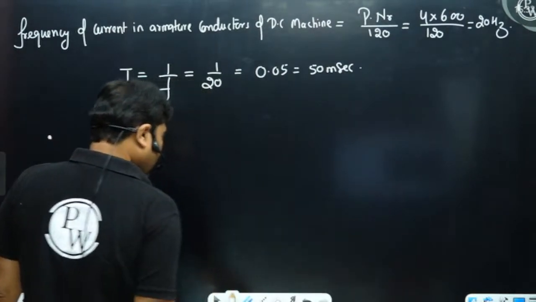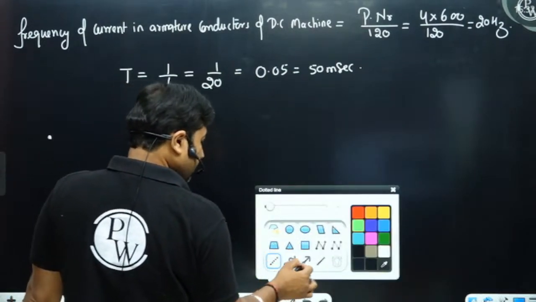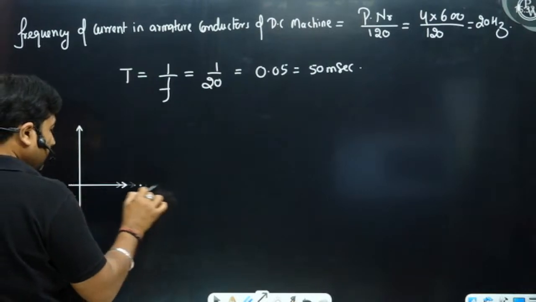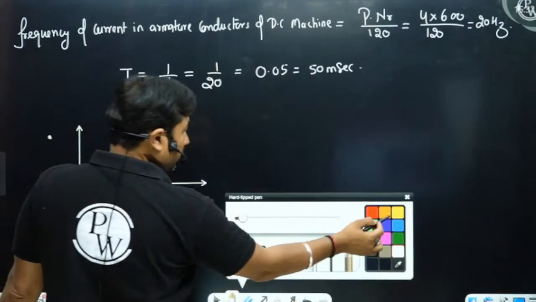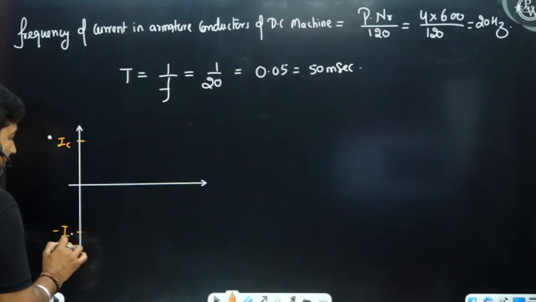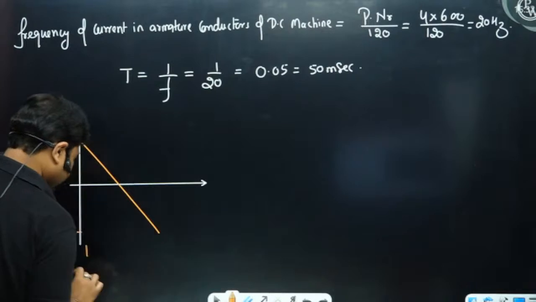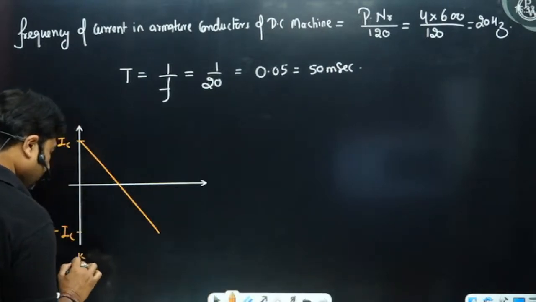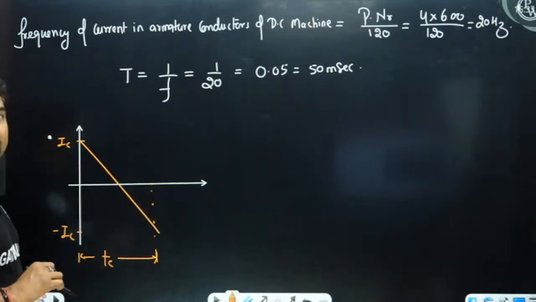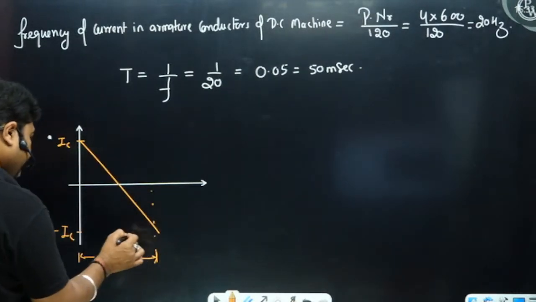Now, we all are aware of the term commutation. During commutation, there will be a reversal of the current in the coils of a DC machine from plus IC to minus IC in time period TC, where TC is the period of commutation. Yes, sir.